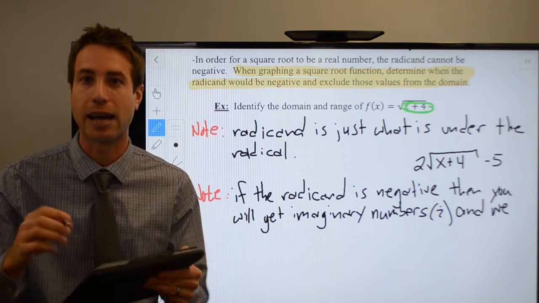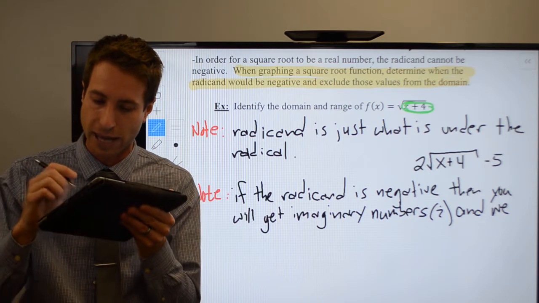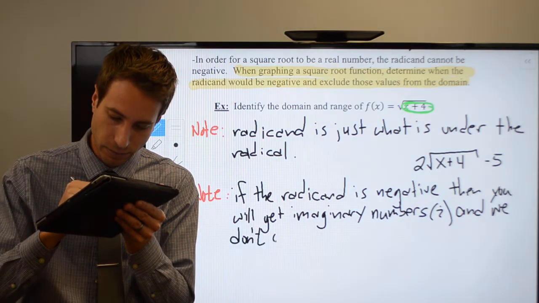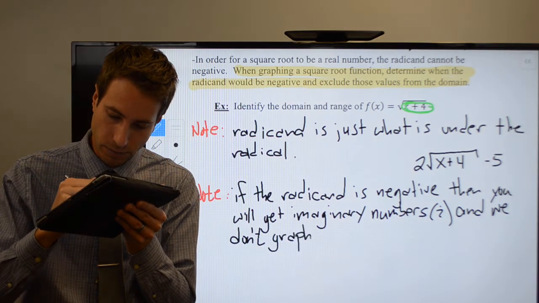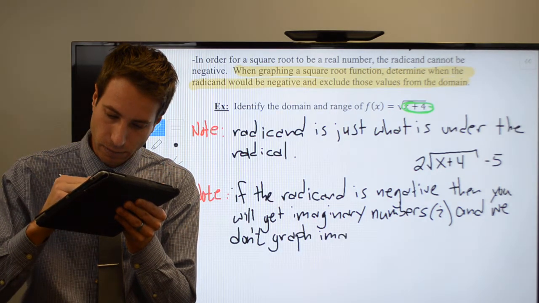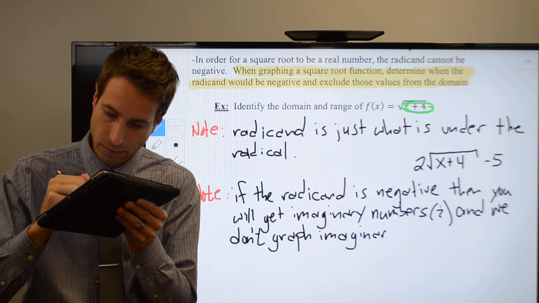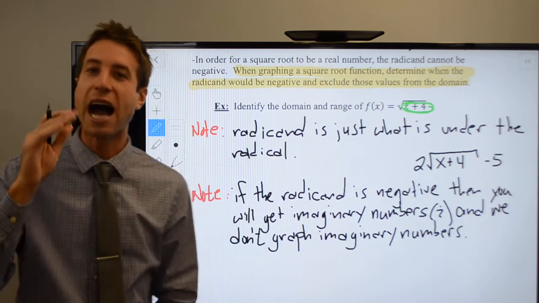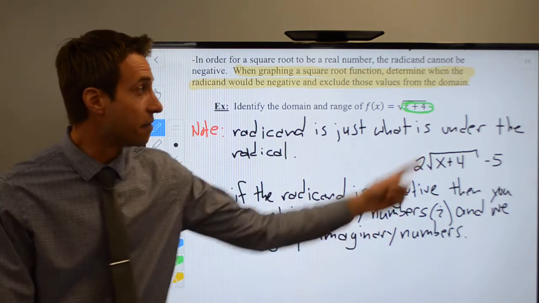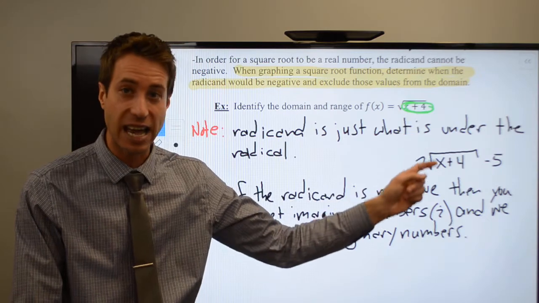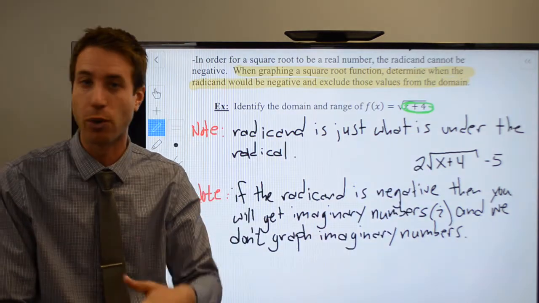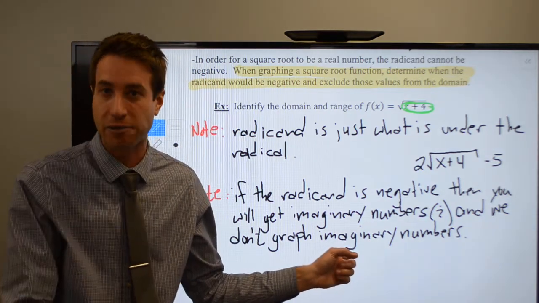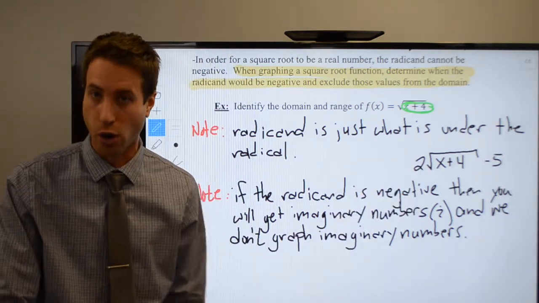Well, not that we can't. We're not going to graph imaginary numbers. Let's put don't. So, I am not excluding values where the radicand is negative because I don't like imaginary numbers or I don't want imaginary solutions. That's not the reason. The reason is because I'm not going to graph imaginary numbers, so we're just going to ignore those.